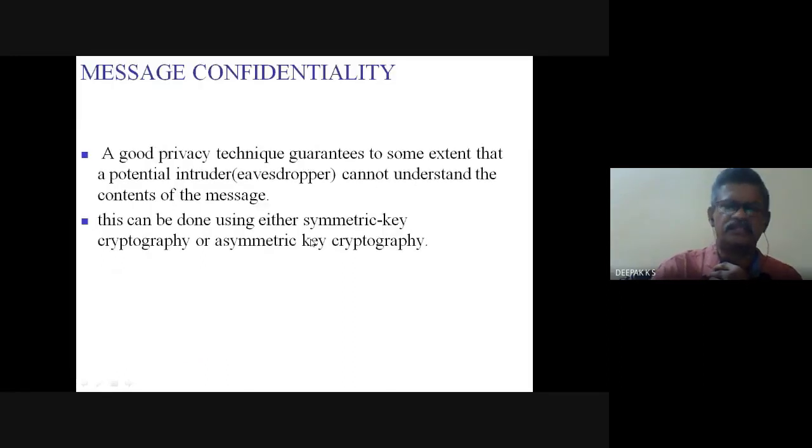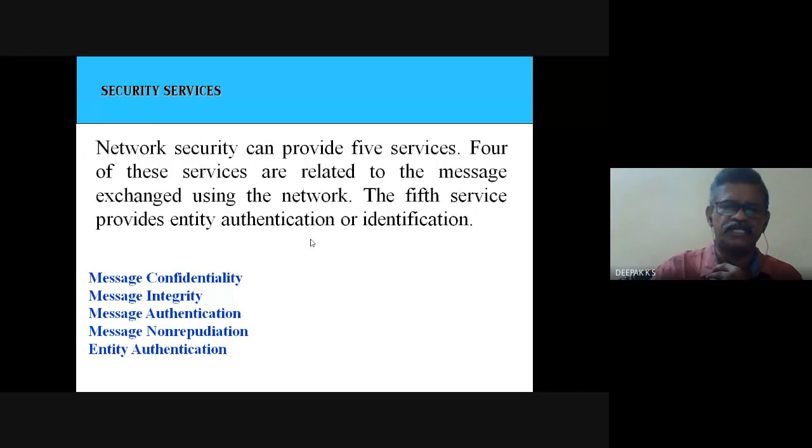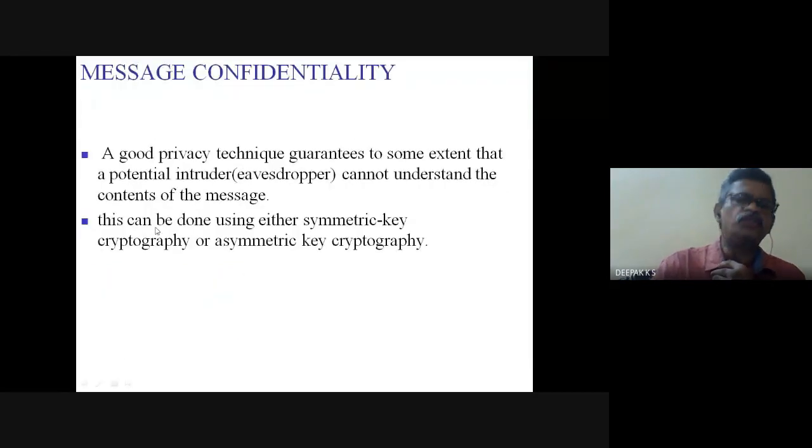The first one is message confidentiality. A good privacy technique should guarantee that a potential intruder or eavesdropper cannot understand the contents of the message. The message should be confidential and the eavesdropper should not understand the contents of the message. This can be done using either symmetric key cryptography or asymmetric key cryptography. So this is how we achieve message confidentiality.